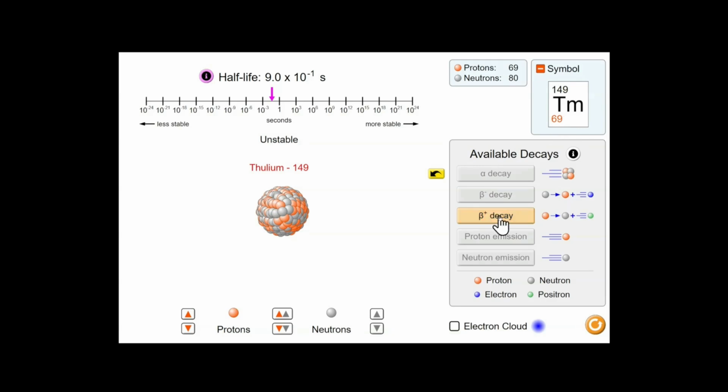So let's do a beta plus decay. It's going to emit that positron. So now it is erbium 149, still has the same number of protons plus neutrons, but it's lost a proton. So it is now no longer the element that it was before. But again, it's still too many protons. It doesn't have alpha decay available to it. So it spits out another positron.